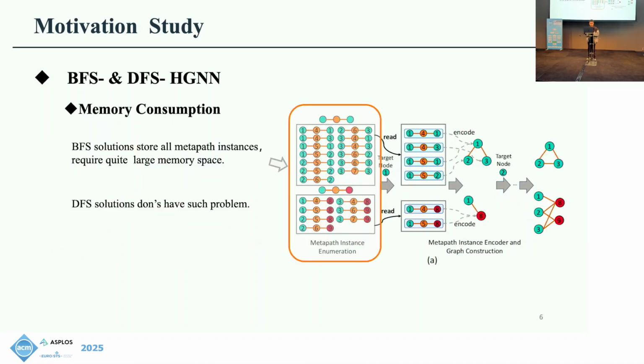We analyzed both the BFS and DFS solutions and find several problems. The first is the large memory consumption in BFS solutions. The BFS solutions need to store all metapath instances, since the number of metapath instances grows exponentially with the graph size and the length of metapaths. BFS solutions therefore require a quite large memory space, while the DFS solutions don't need to store any metapath instance, so they don't have such a problem.